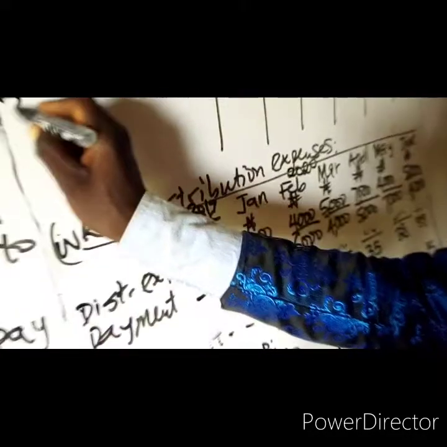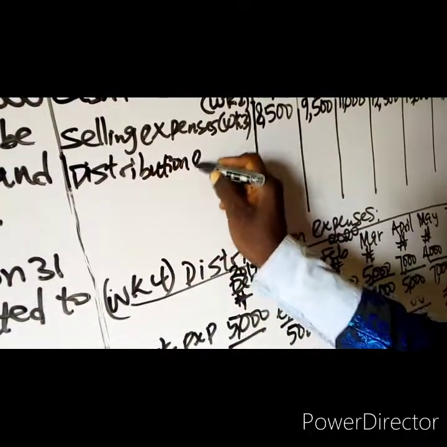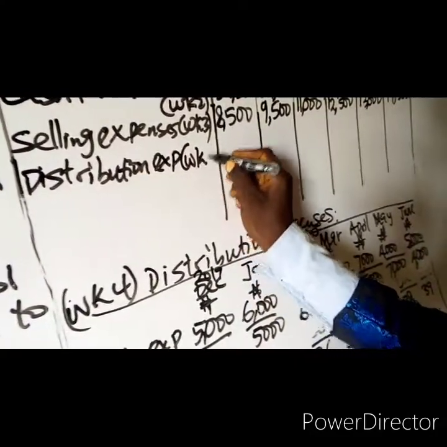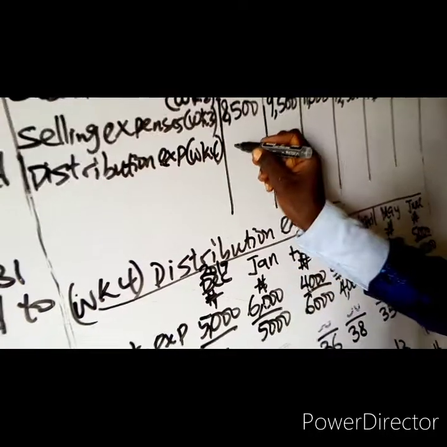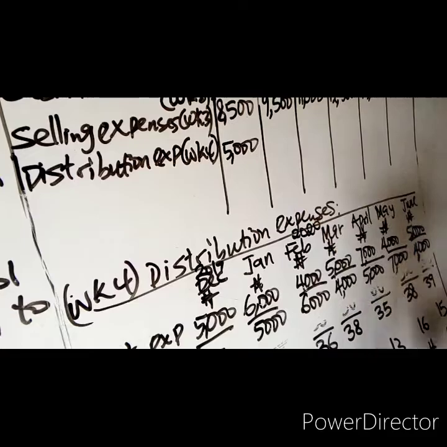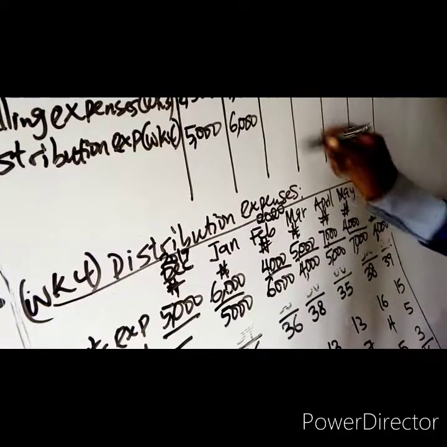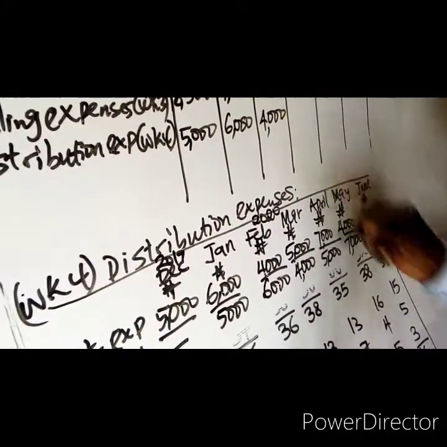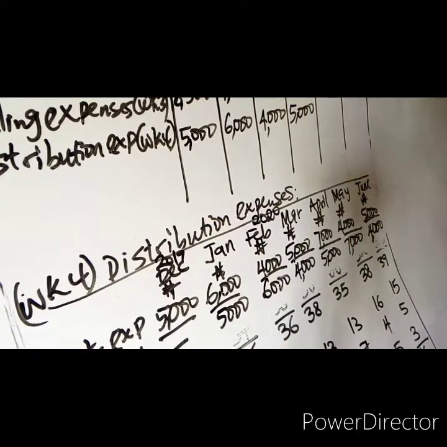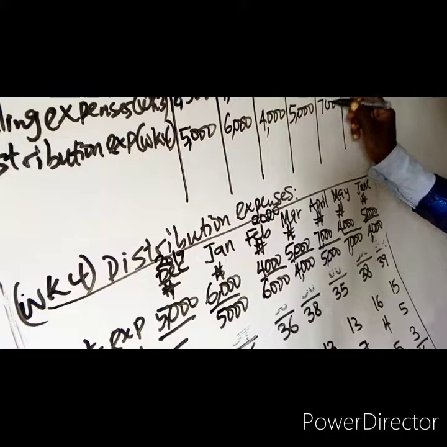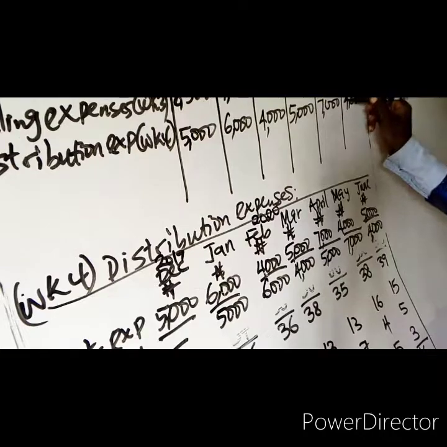So we have distribution expenses. That is working four. For January, 5,000. February, 6,000. March, 4,000. April, 5,000. May, 7,000, and June, 4,000. That is distribution expenses.